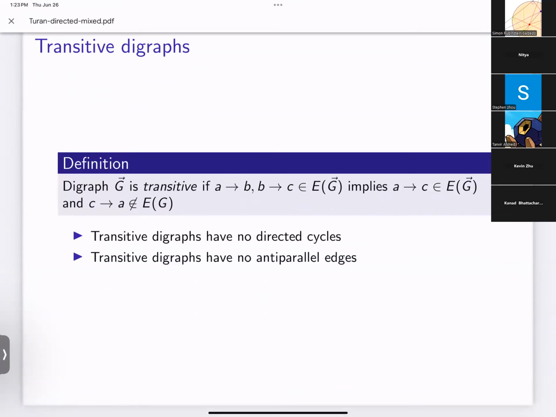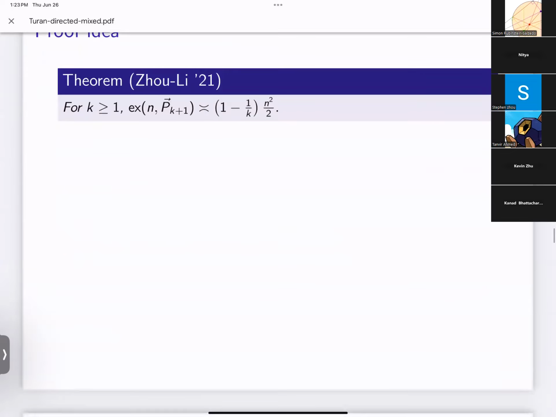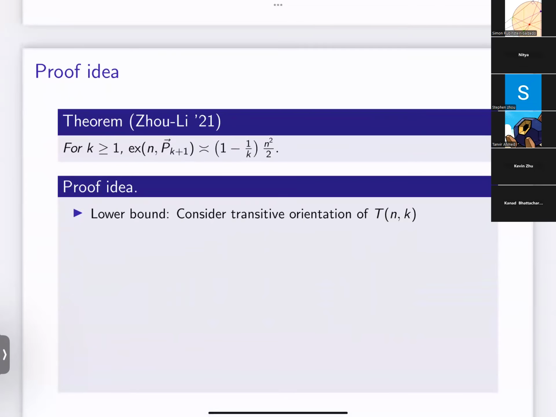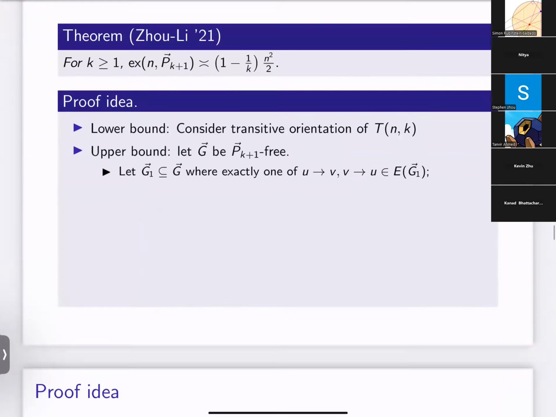So like we discussed earlier, transitive digraphs cannot have directed cycles, and they cannot have anti-parallel edges. And the proof of this result goes by considering some transitive orientation of our favorite undirected k-partite graph, k groups of vertices, all balanced and connected. And then for the upper bound, they're able to kind of split up the graph.